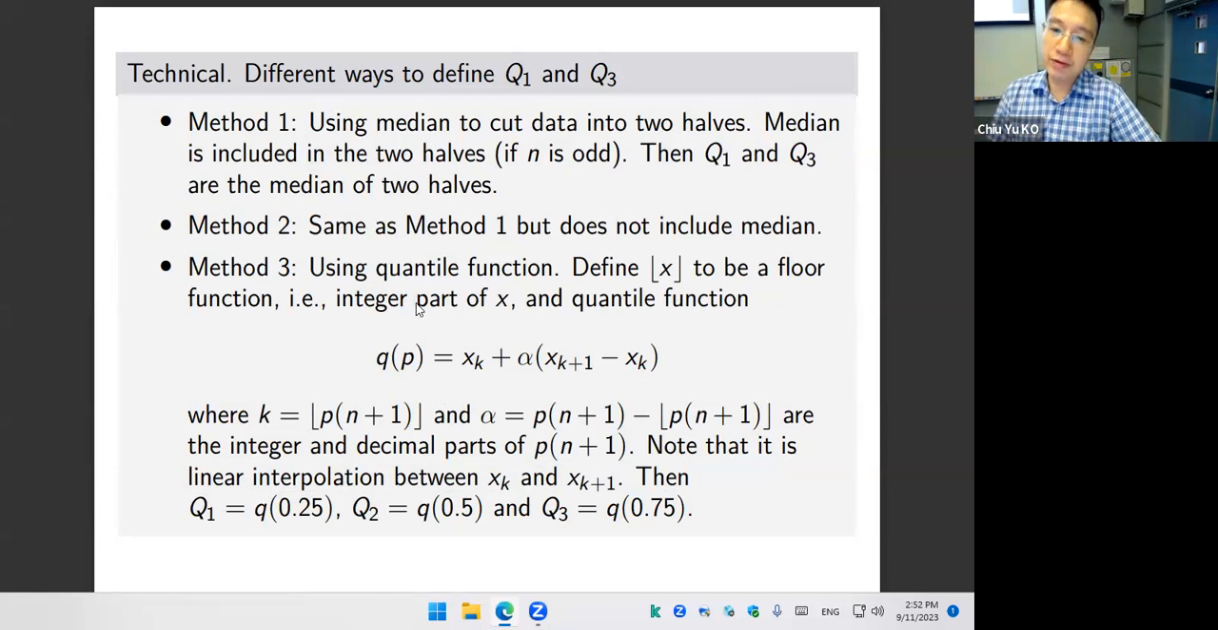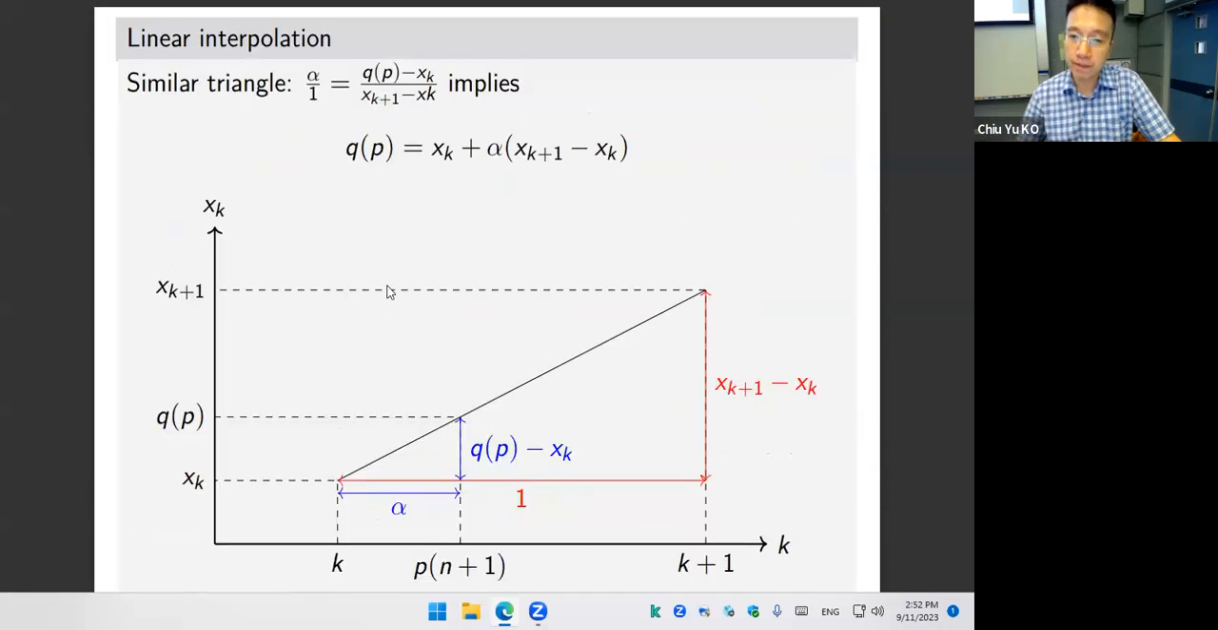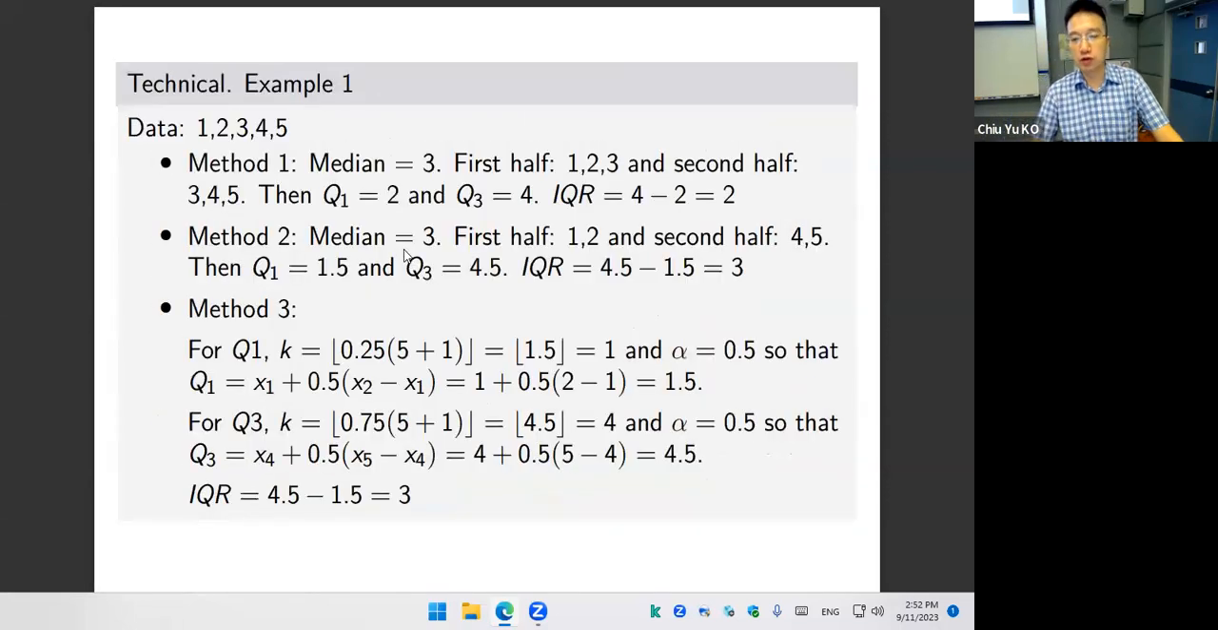So let me repeat what you learned in methods 1 and 2. Methods 1 and 2 are what you learn in primary school or high school. The method is very simple. You look at the median of the data, and the median helps you cut the data in half. Then you find the median for both halves. Method 1 will include the median in the data, and method 2 will not. That's the difference.